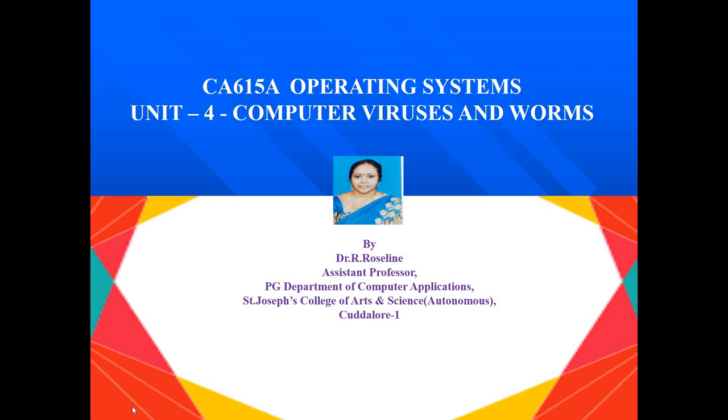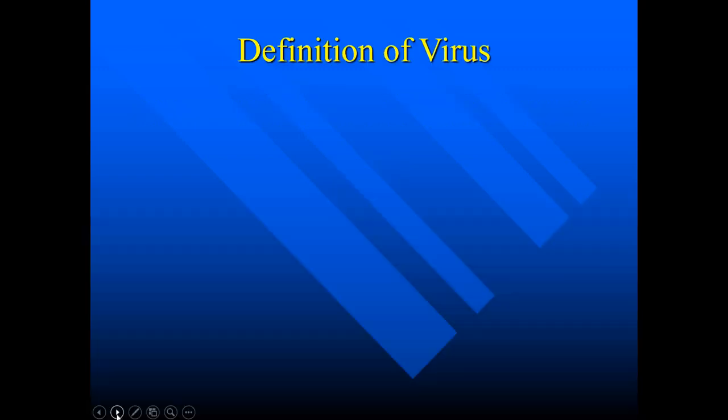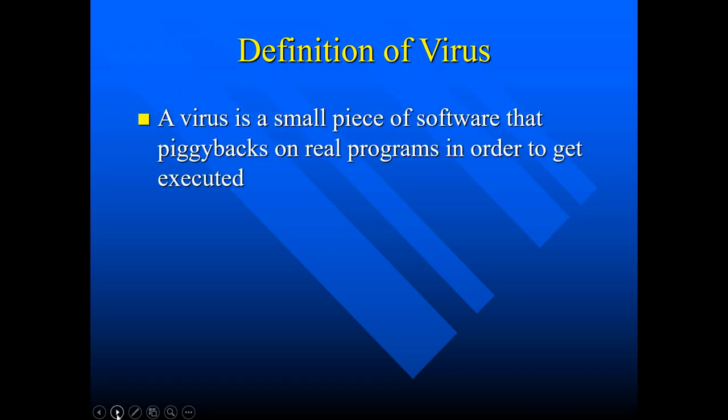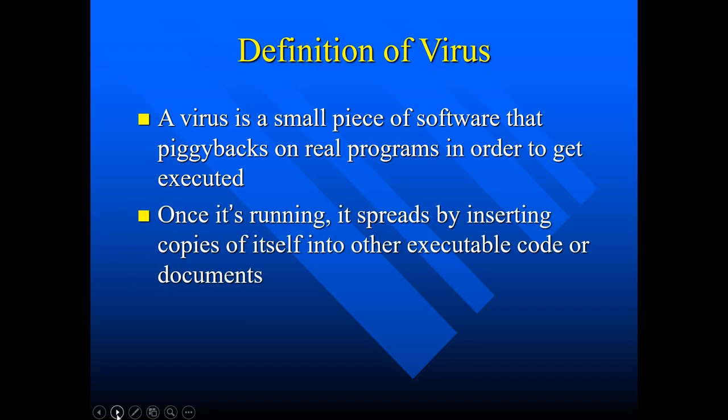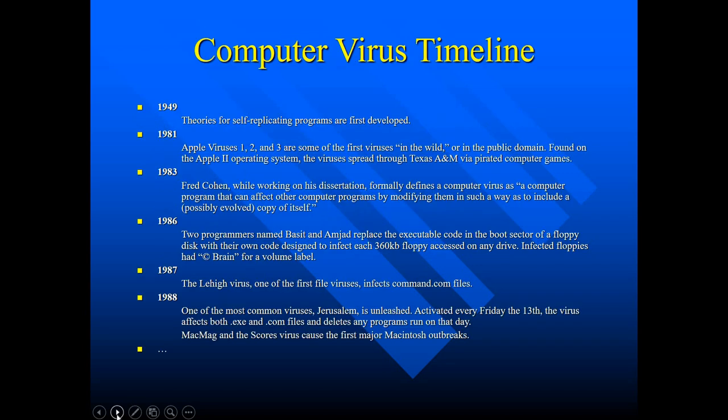Now, we'll discuss computer viruses and worms. First, we'll see the definition of virus. A virus is a small piece of software that piggybacks on real programs in order to get executed. Once it's running, it spreads by inserting copies of itself into other executable code or documents.